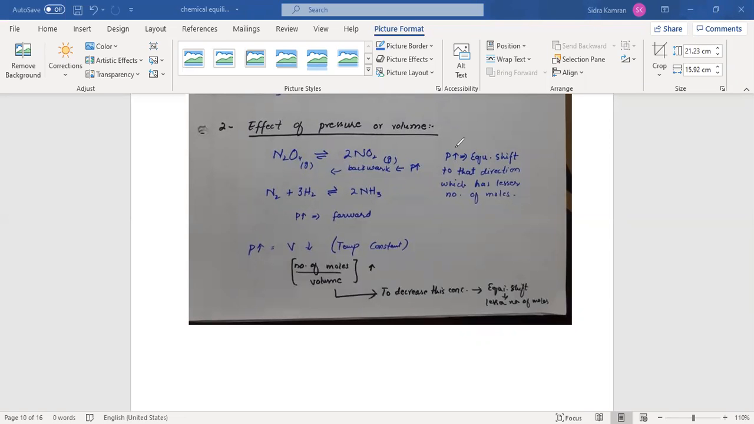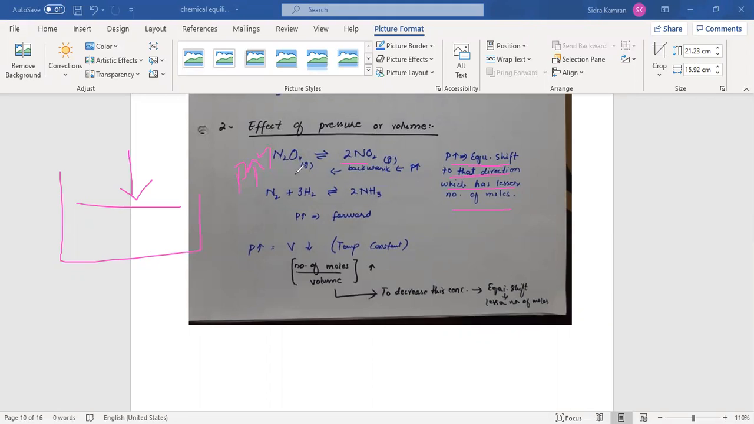If you are increasing the pressure, equilibrium shifts to the direction which has the lesser number of moles. In a reaction mixture, if you are increasing the pressure, whichever side, reactants or products, has fewer moles, equilibrium will shift towards that side. In this reaction, you can see this one having 1 mole and the product having 2 moles. So if you are increasing the pressure, what will happen?